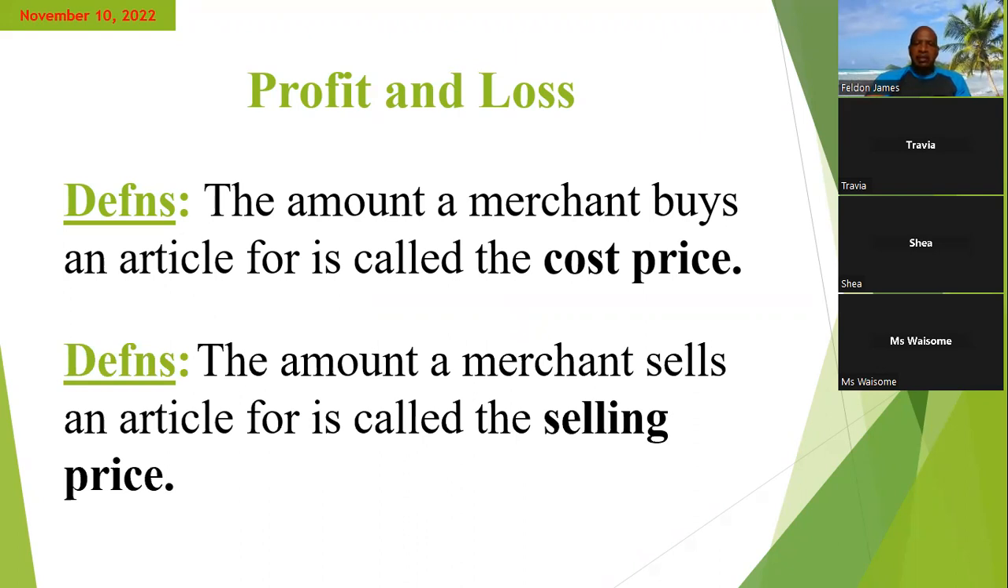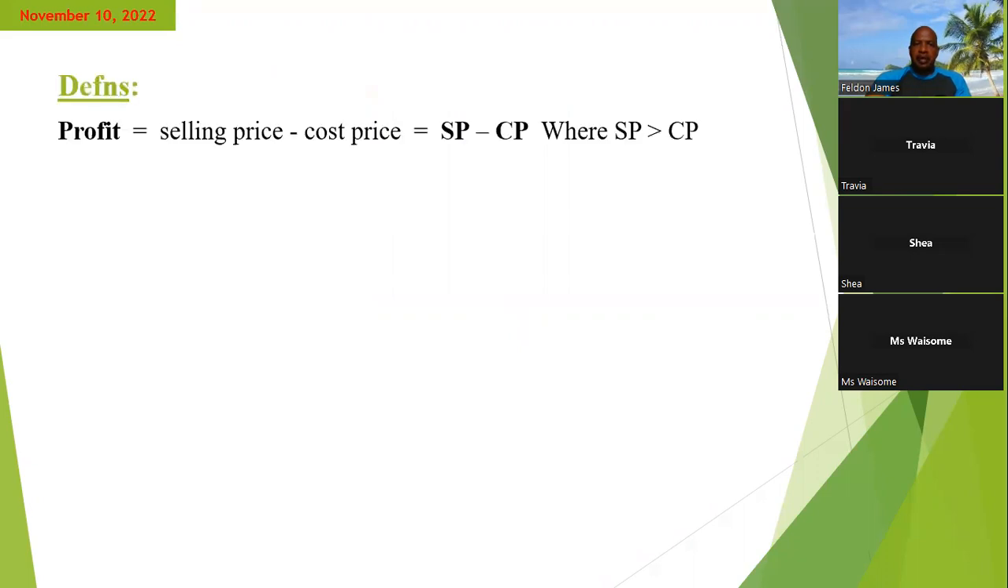Now, in order to calculate our profit, profit is equal to our selling price minus our cost price. Our selling price and cost price may be abbreviated with SP and CP. So when you sell the goods, you're going to be selling it with an increase, and the increase that you put on the cost price, that's your profit. When you subtract your cost price from your selling price, what remains would be your profit.